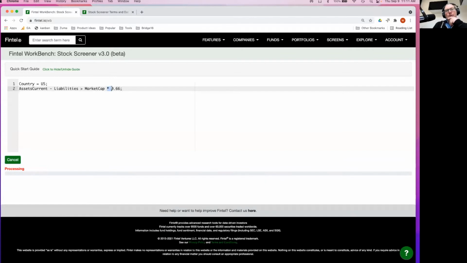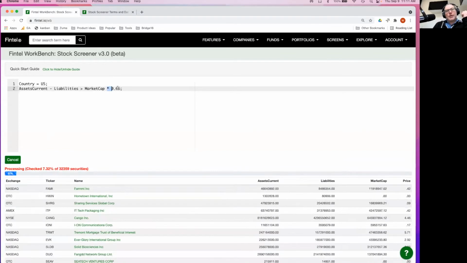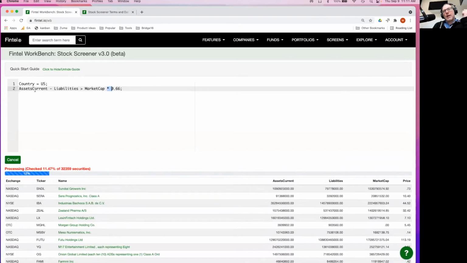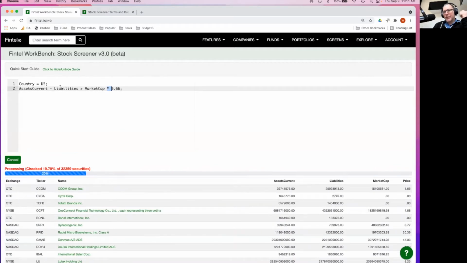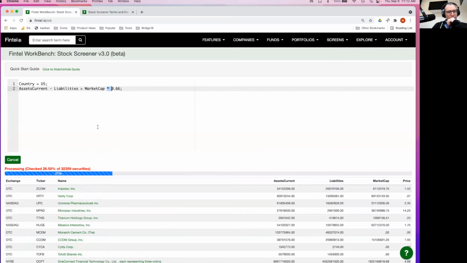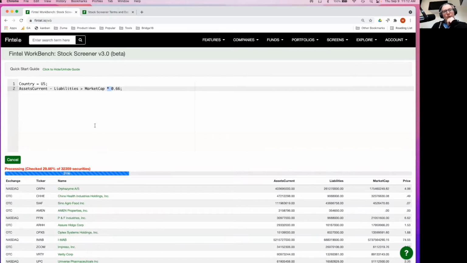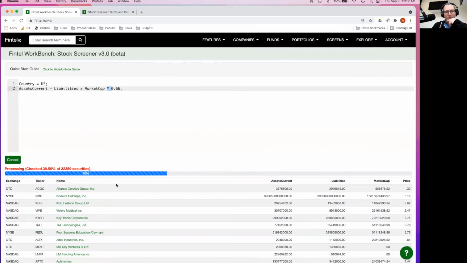He had this 0.66 as a margin of error, because he would say, well, maybe sometimes all the current assets can't be liquidated for full value, so we take a percentage of that. It turns out we're actually getting some companies here where if you took the current assets and subtracted the liabilities, you'd get better than the market cap.